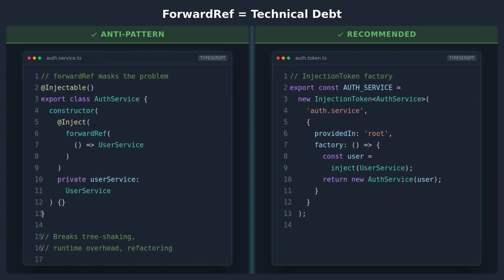If you're using forwardRef to solve circular dependencies, you're masking the problem. forwardRef is a workaround that delays type resolution, but the circular dependency still exists. It breaks tree shaking. It adds runtime overhead, and it makes your code impossible to reason about 6 months later when you need to refactor. The correct fix is to restructure your services so the dependency only goes one direction. Or use the InjectionToken factory pattern I just showed you.